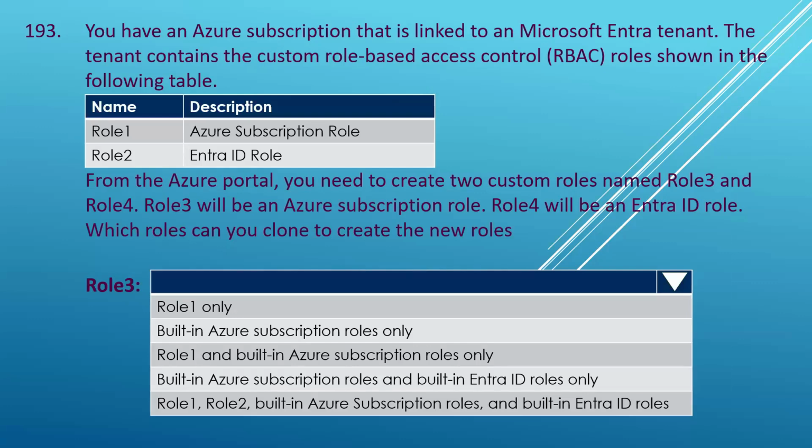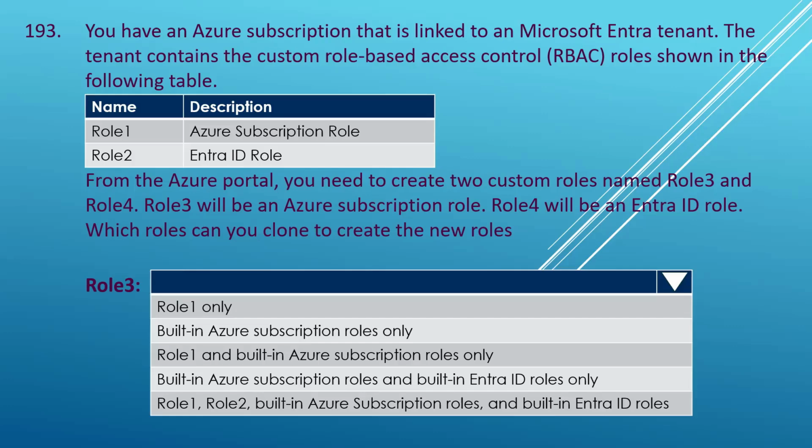Now let's look at question number 193. You have an Azure subscription that is linked to a Microsoft Entra tenant. The tenant contains the custom role-based access control roles shown in the following table. Both of the roles are custom roles. Make a note of that. And the 2 roles are role 1 and role 2. Role 1 is an Azure subscription role and role 2 is an Entra ID role.